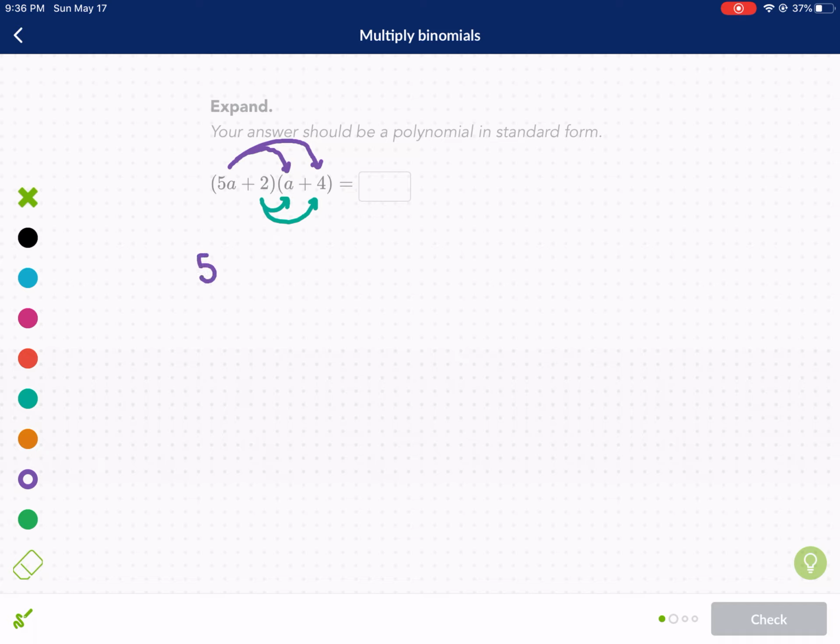So I have 5a times a gives me 5a squared. Then I have 5a times 4 gives me 20a. 5 times 4 is 20, and I keep the a. Moving on to green, I have 2 times a, that gives me 2a. And then 2 times 4, that gives me 8. Now I'm combining like terms. It's going to be the middle ones that get combined to give me 22a. So 5a squared plus 22a plus 8.